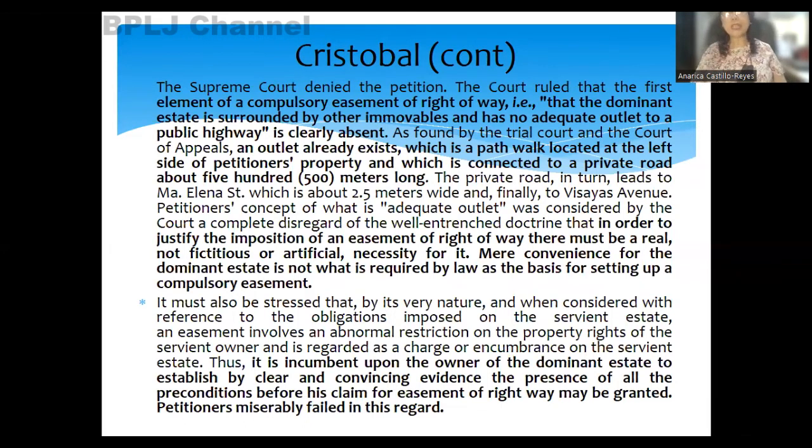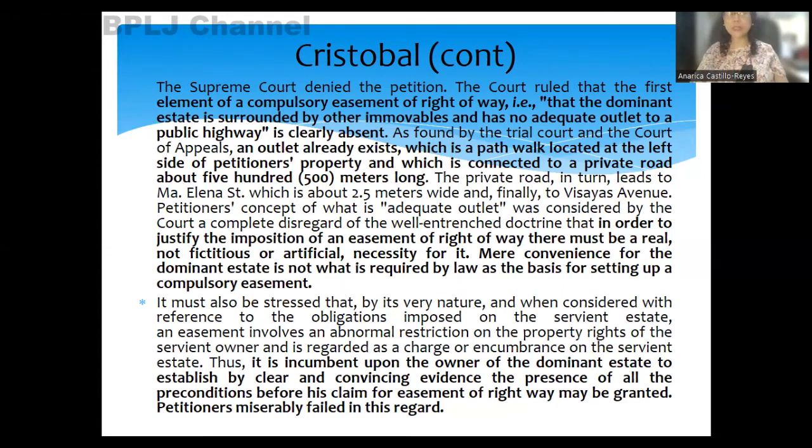Okay, so the first element of a compulsory easement of right of way, that the dominant estate is surrounded by other immovables and has no adequate outlet to a public highway, is clearly absent. Okay, an outlet already exists, which is a pathwalk located at the left side of petitioner's property and which is connected to a private road. Okay, in order to justify the imposition of an easement of right of way, there must be a real, not fictitious or artificial necessity for it.